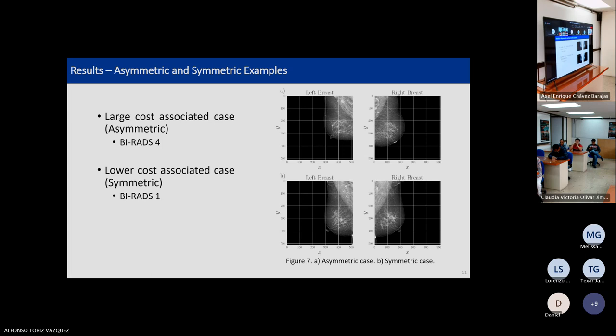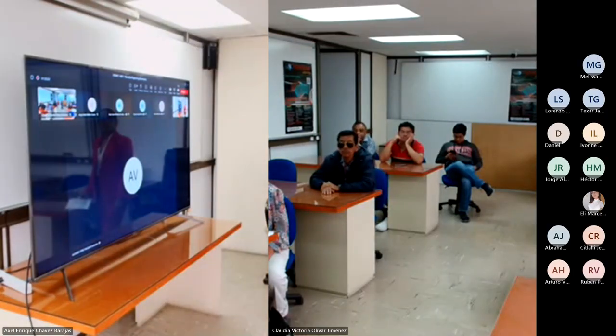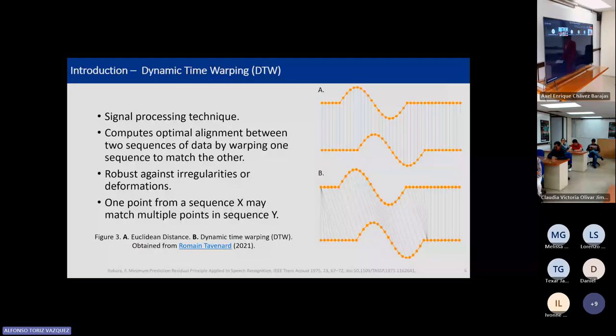For example, we don't have time, but for example, let's say, okay, you're not seeing the image, the presentation. I think I'm sharing my screen.